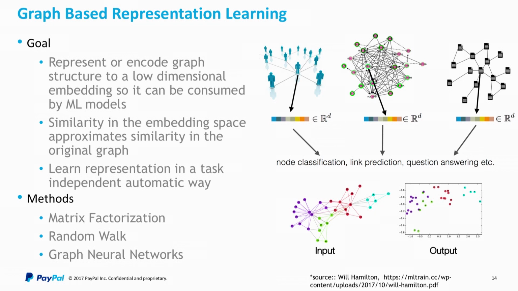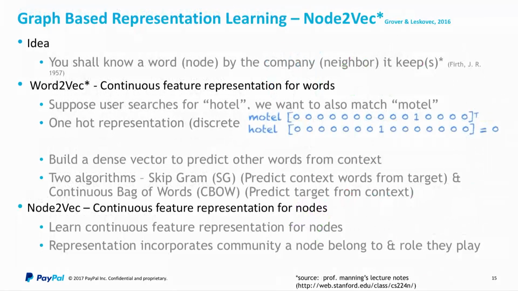learn a feature representation. How it learns a representation, there are several algorithmic approaches: matrix factorization, random walk, and graph neural networks. The more upcoming one is using graph-based neural networks. For this particular talk, I explored some techniques using random walk. A specific technique I used is called node2vec, from researchers at Stanford, Grover and Leskovec.